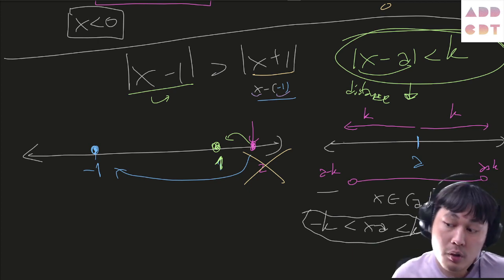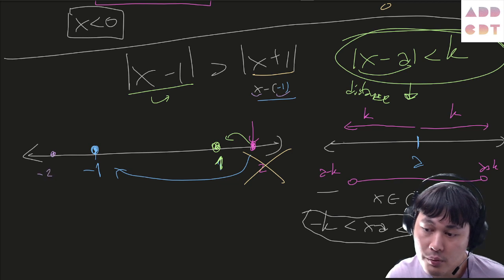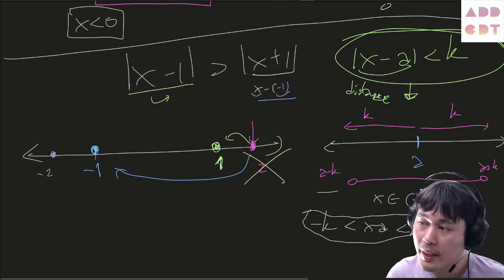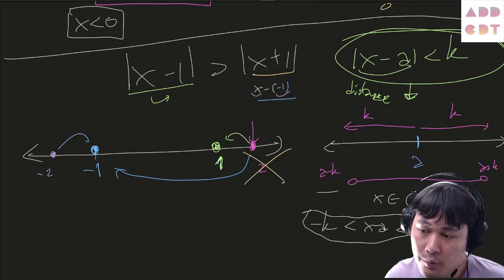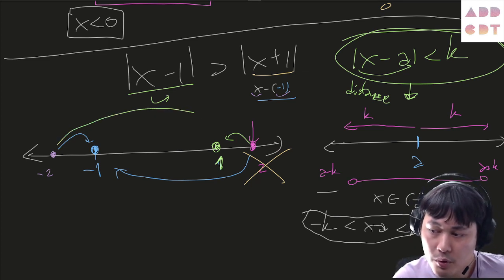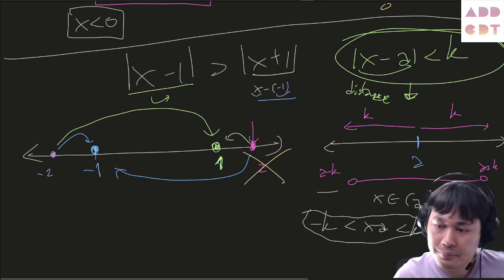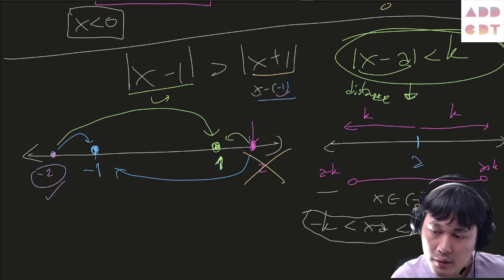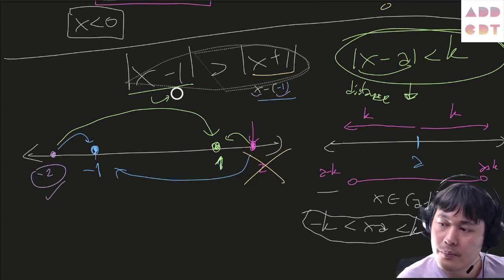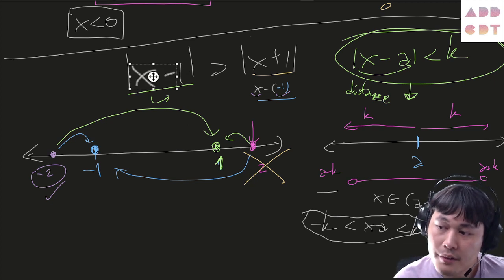On the other hand, if you go to the other side, let's say you take a look at minus 2, now the distance from minus 2 to minus 1 is only 1. They are close, but the distance from minus 2 to 1 is now 3. It's much bigger. And so that means minus 2 is a solution. The distance between minus 2 and 1 is greater than the distance between minus 2 and minus 1.